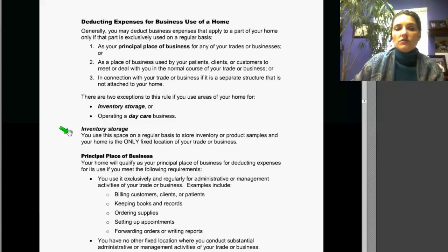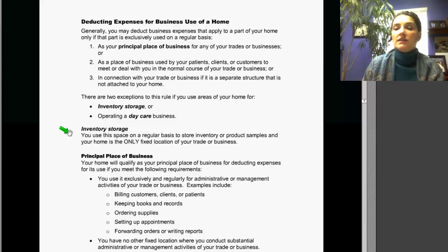Inventory storage. You use this space on a regular basis to store inventory or product samples, and your home is the only fixed location of your trade or business. So if you need to store inventory and your home is the only fixed place that you do business from, then you can actually have an area of your home that you set aside for storage of inventory, and it doesn't have to be exclusive use.